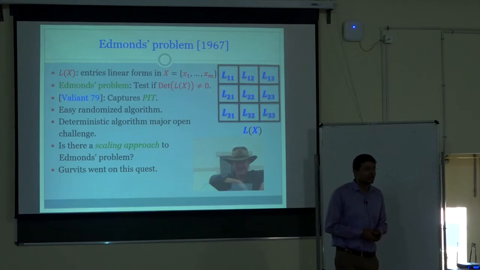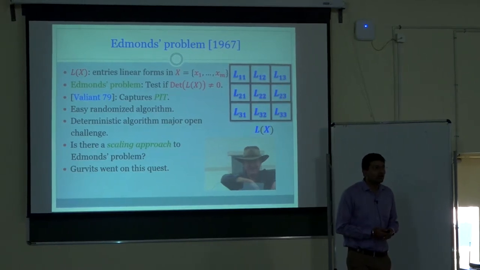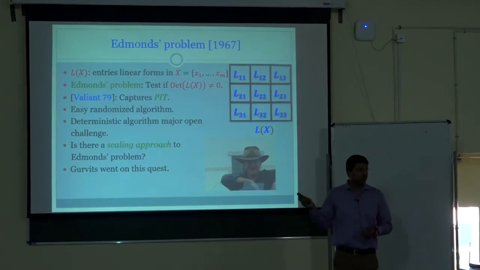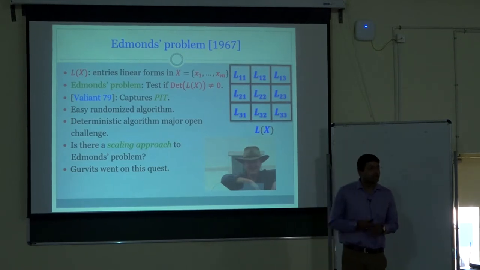Well, you see, even if there is no perfect matching, the determinant polynomial can be non-zero as a symbolic polynomial. No, this holds only if there's a perfect matching; if there's no perfect matching, the polynomial is zero, right? Sorry?